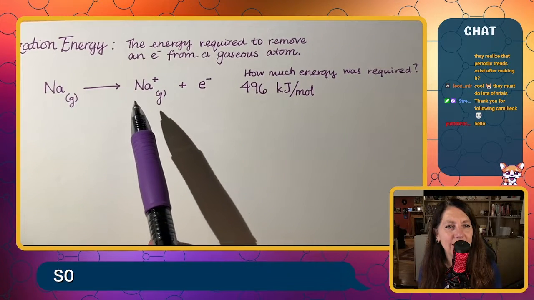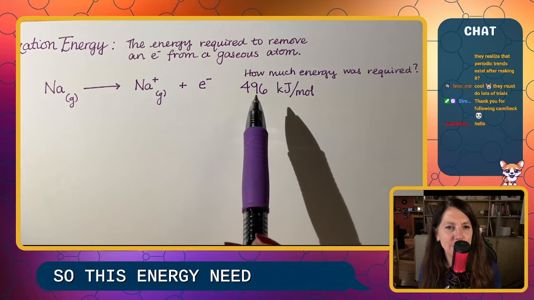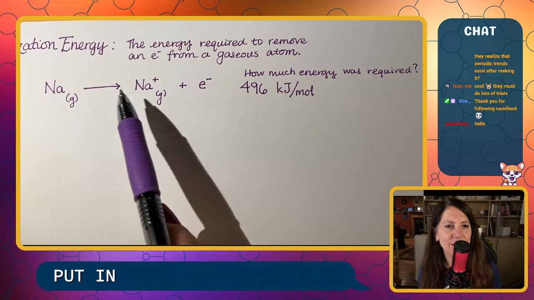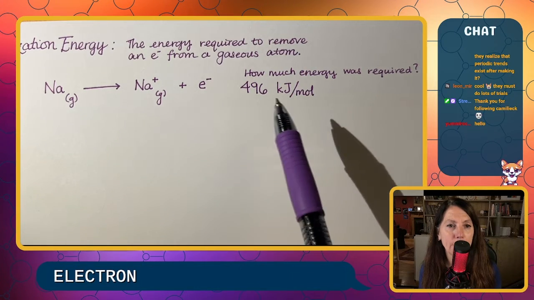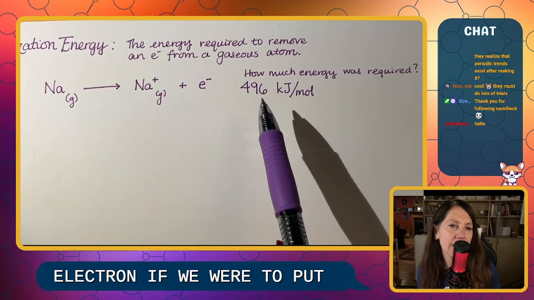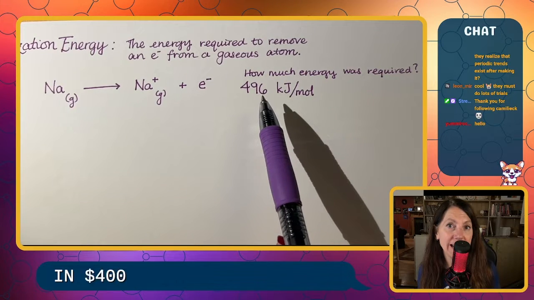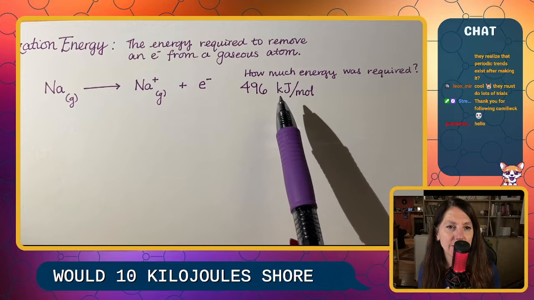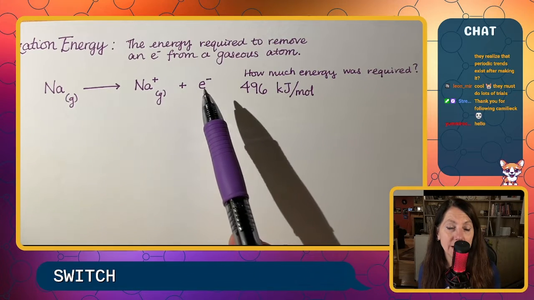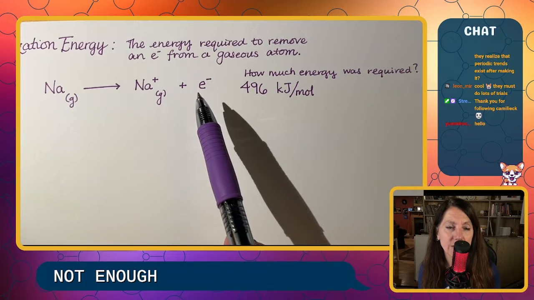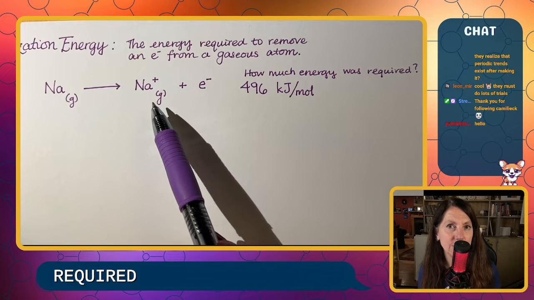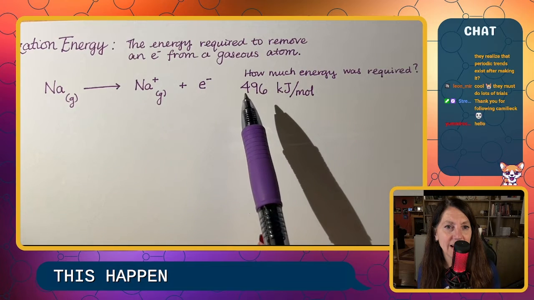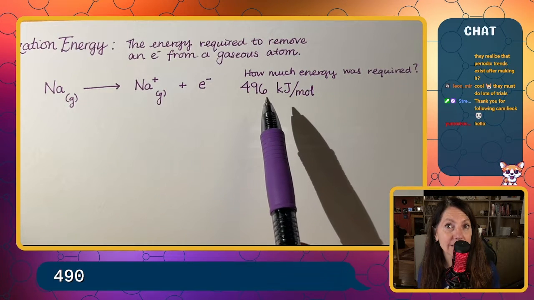So this energy needed to be put in in order to essentially kick out that electron. If we were to put in 486, let's say we were 10 kilojoules short, this would not happen. It's not enough. So there is a threshold that is required in order to make this happen. It's got to be 496.